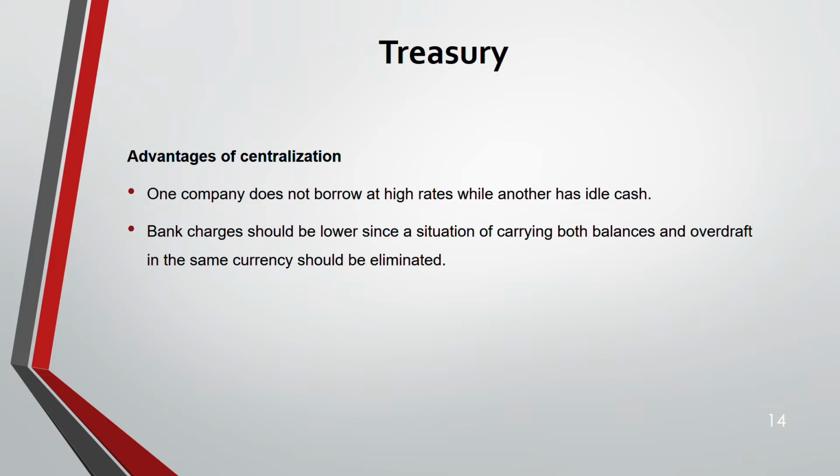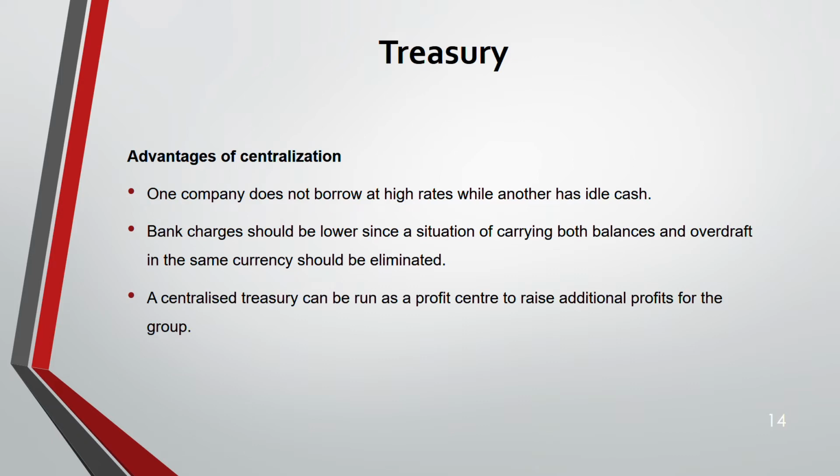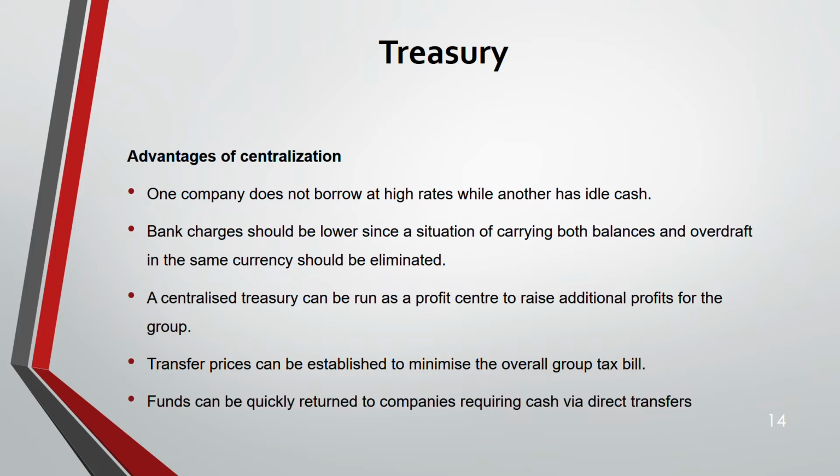because you are carrying both the balances and the overdraft in the same currency. If the treasury is centralized, it will be in the same currency, so bank charges will be lower. Then a centralized treasury can run as a profit center to raise additional profits for the group. Transfer price can be minimized to achieve the overall group tax bill. They will reduce the overall group tax bill. And funds can be quickly returned to companies requiring cash via direct transfer. Wherever companies require the cash, it can be quickly transferred, because centralized treasury departments are exposed to a huge range of cash. So immediately, if a company wants cash from the group, they can give it.